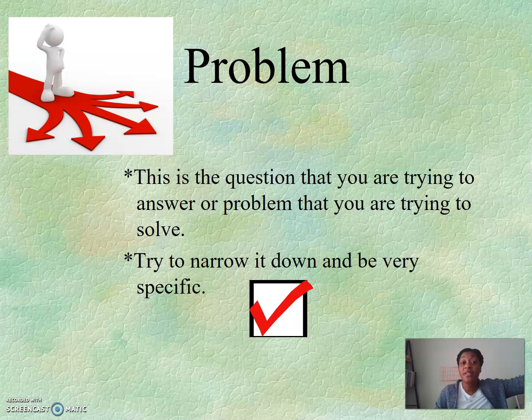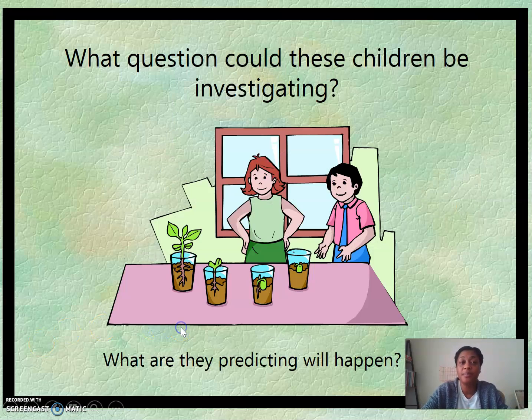When thinking about the scientific method, step 1 that I introduced you to is the problem, or identifying the question that you're trying to answer. Try to narrow it down a little bit because that will better help you research your topic and then devise or state your hypothesis. So looking here, what question could these children be investigating? What are they predicting? What happened? Take a look at this picture and think about it. Because everyone's looking at it with their own eye, you may come up with your own question that you may want to ask or investigate.